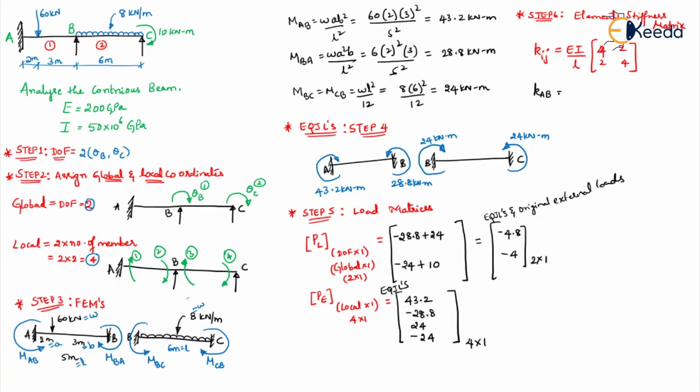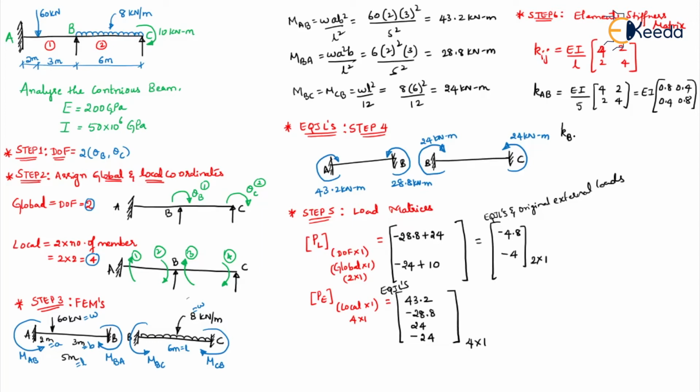First we'll do for KAB. So what is EI? The EI is same in this case. We'll keep EI, and in the later stage, whenever it is required, we'll substitute. Till then, not required. So EI by L is how much? 1/5 into [4 2; 2 4]. So this will be equal to EI into [0.8 0.4; 0.4 0.8]. So this is your KAB.